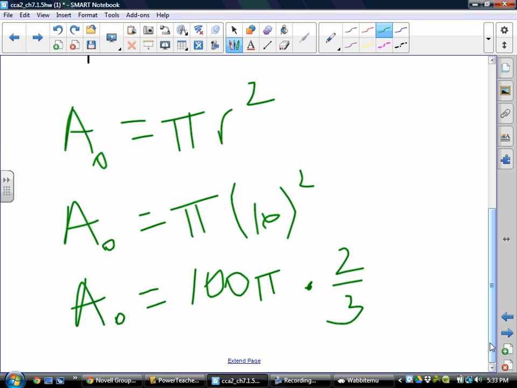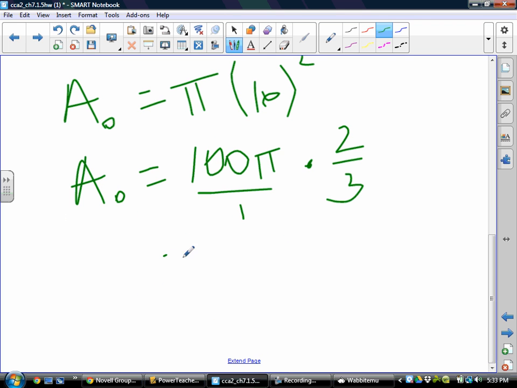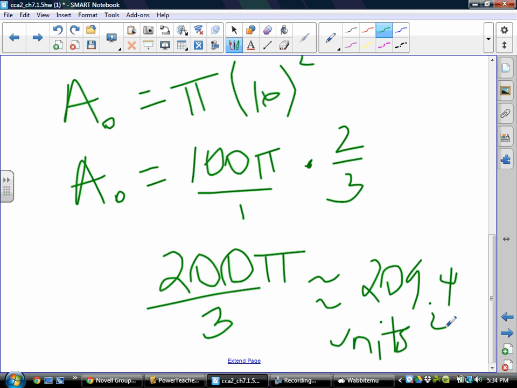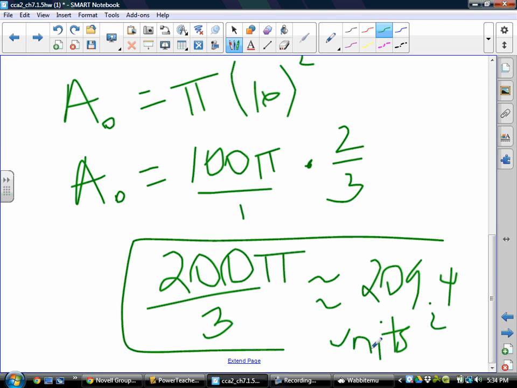So I'm just going to take 100 pi times 2 over 3, which if I multiply as if these are both fractions, I'm going to take 2 times 100 pi, which is 200 pi over 3. Or that's going to approximately equal 209.4 units squared. Okay? So either answer is acceptable for this.